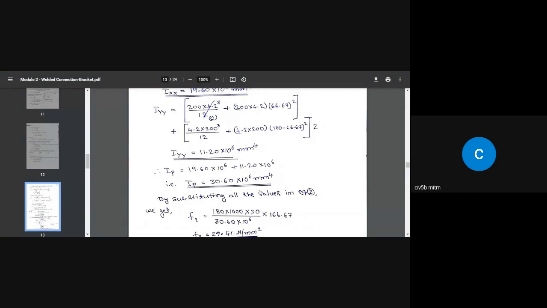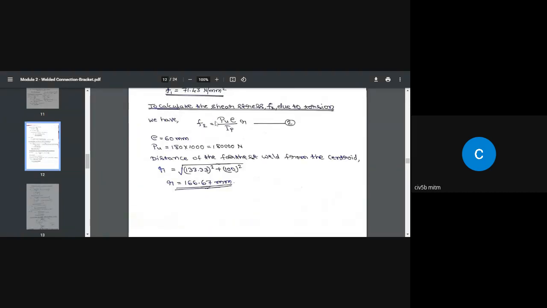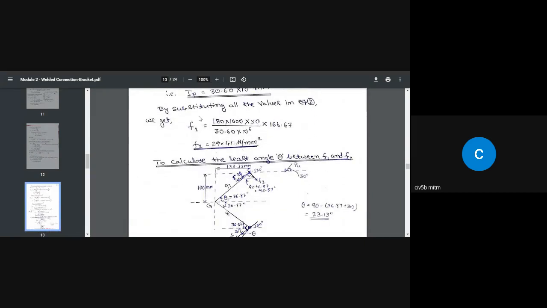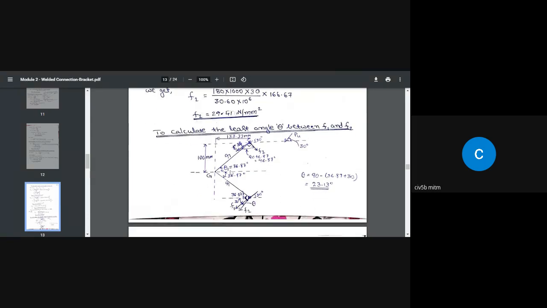Once IP is calculated, substitute all the values in this equation and find out F2. That's what is done here, and the F2 value is 29.41. And theta, what is theta? That is the tricky part here.